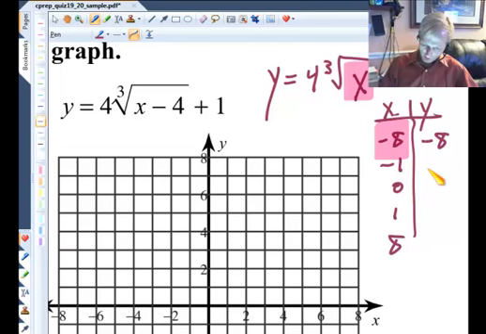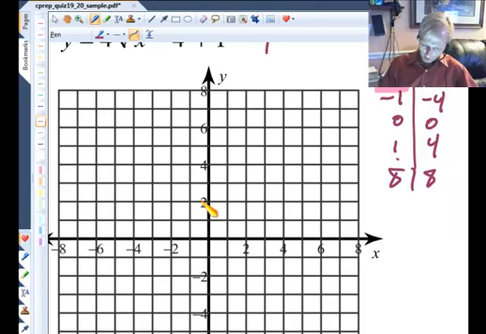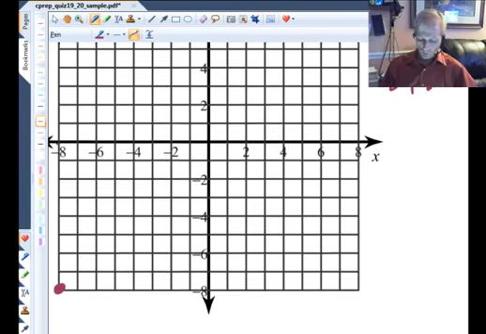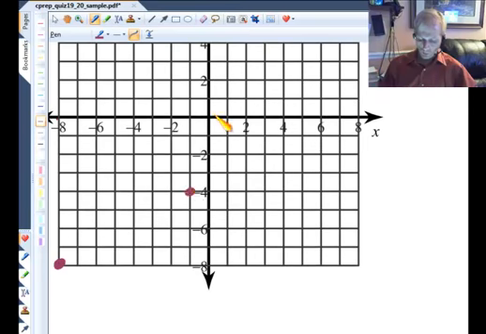Now I just need to decide what my shift is going to be. So if I move the 1 over to the left, I get y minus 1 equals 4 times the cube root of x minus 4. So my shift for the x comes from the negative 4, and that means 4 to the right. And my shift for y is negative 1, that means 1 up. So I take each point then and go 4 to the right and 1 up.